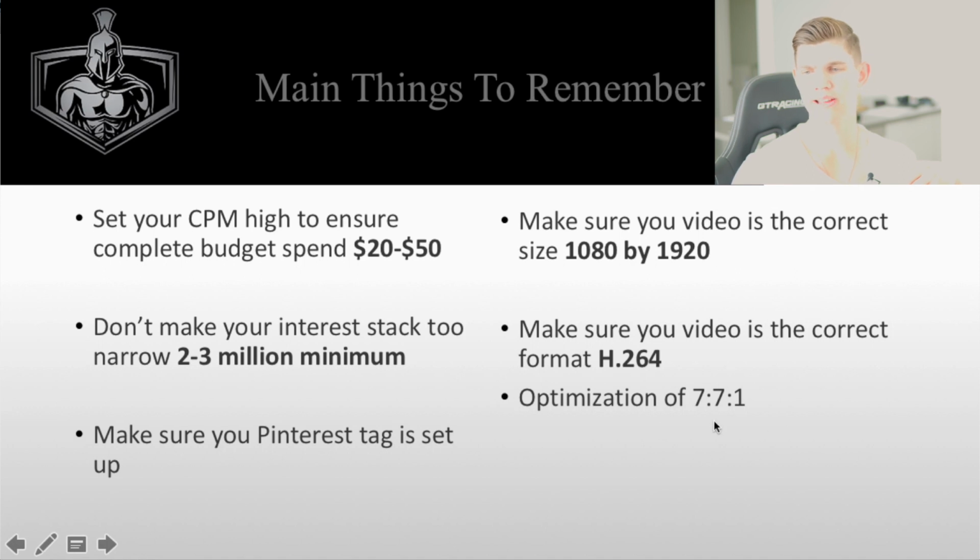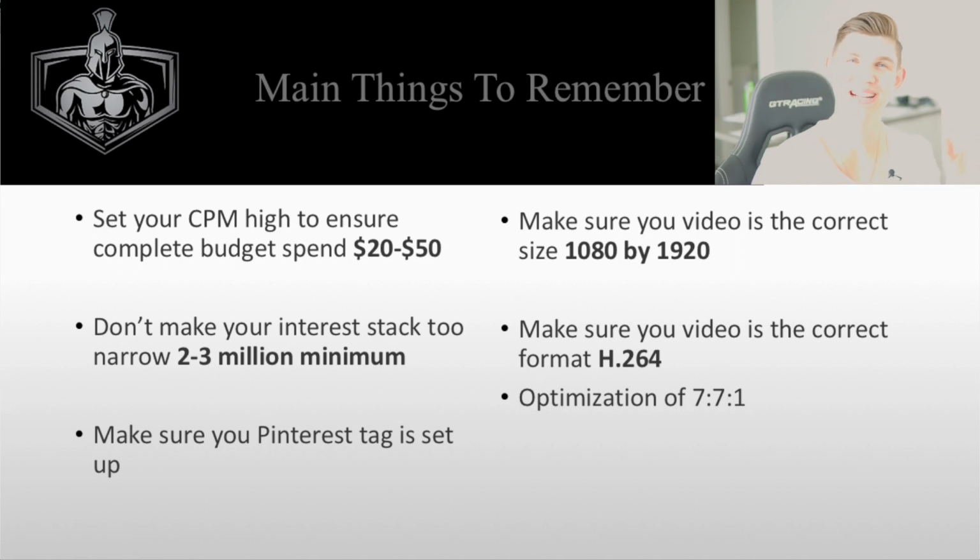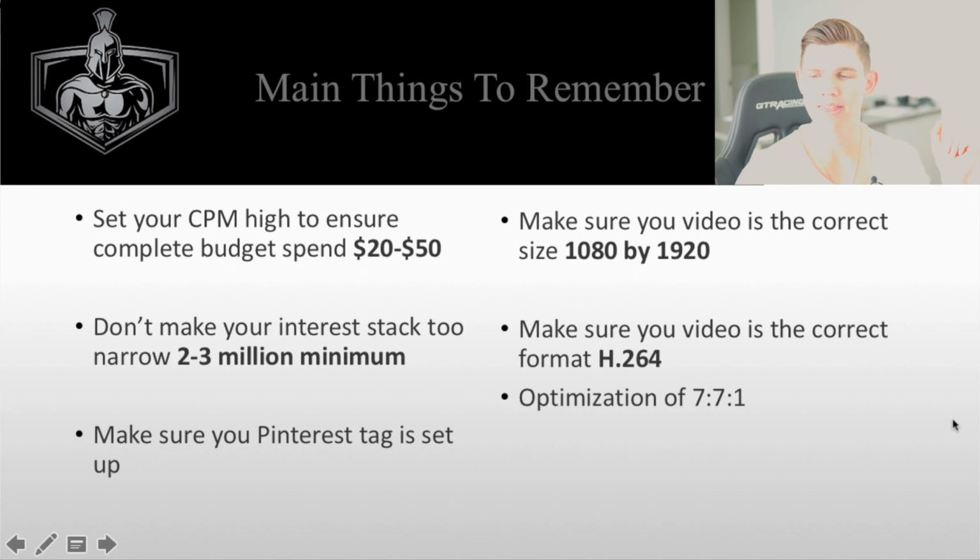Optimize your conversion events for a 771. Again, this is honestly very important. I know it doesn't sound like it's important, but it is a 771. I cannot stress that enough. So 771, and make sure that your CPMs are high. These are the main things to remember and you really need to watch out for.